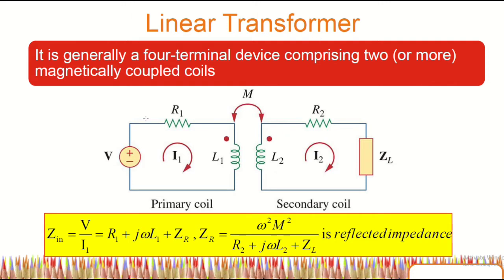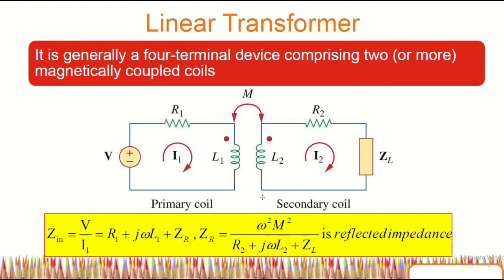So basically, if you look at this figure here, this is a linear transformer. There's a four terminal, so 1, 2, 3, 4, and then we have a coil, which is the inductor L1 and L2. So at least it has two inductors or maybe more. Okay, so we have a primary coil and a secondary coil.